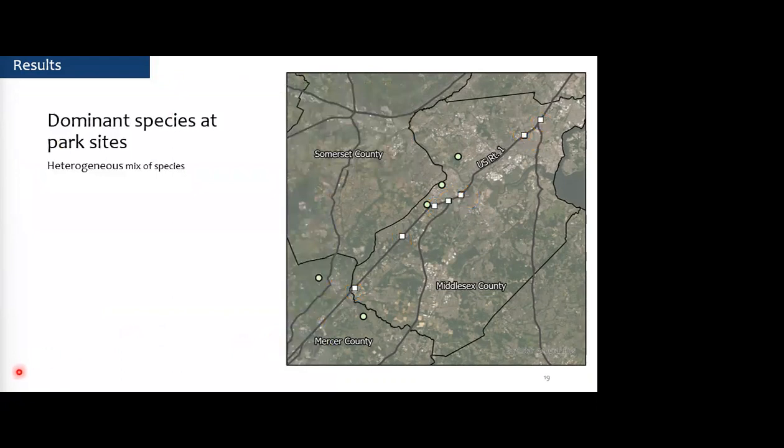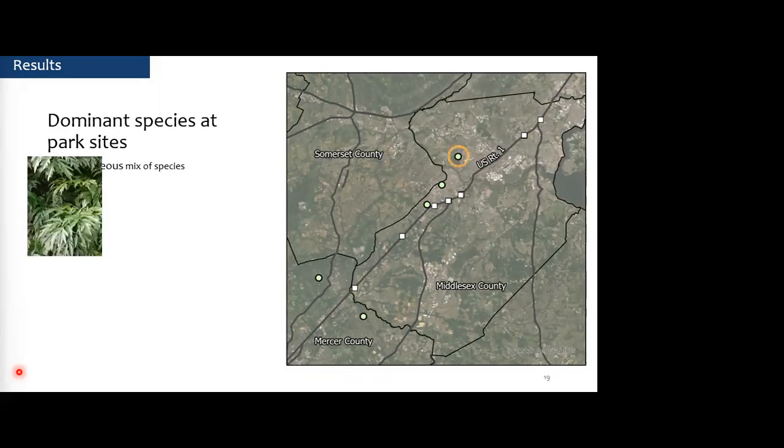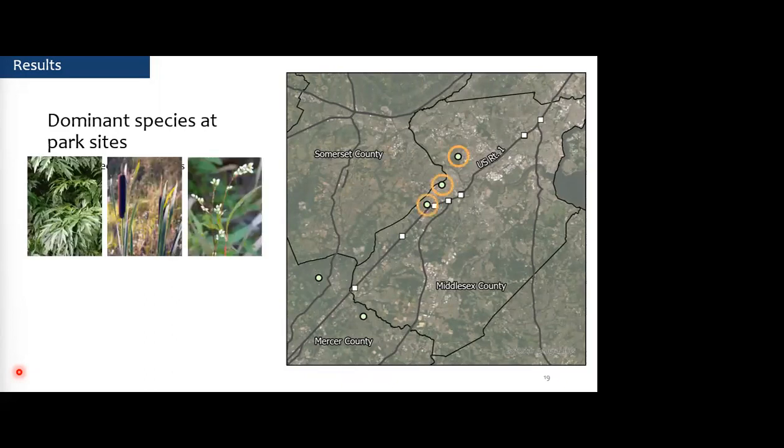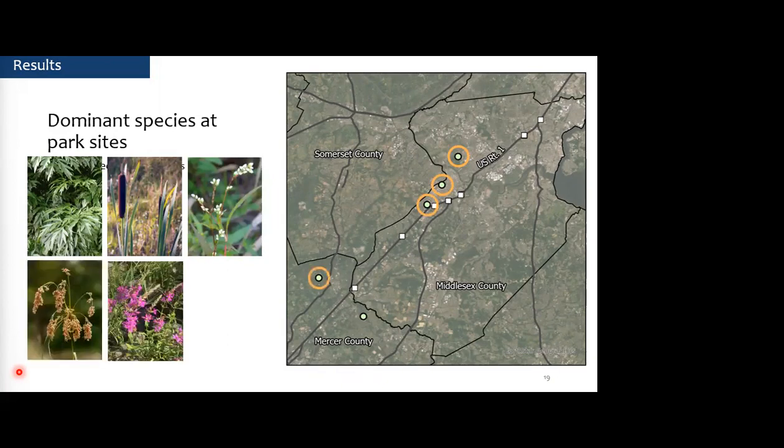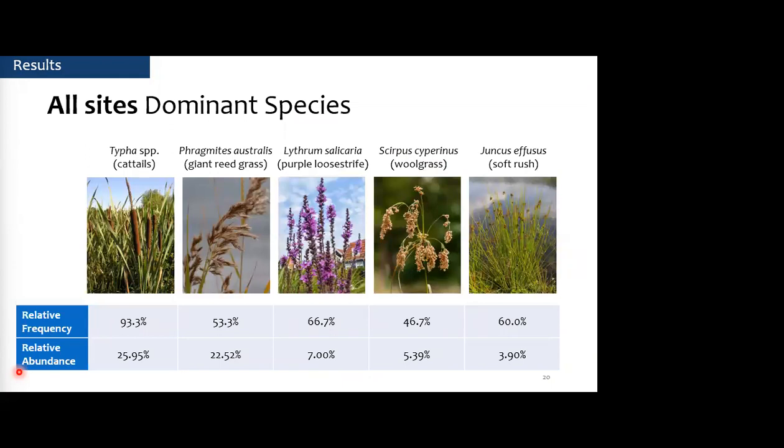The park sites had some overlap, but also a more heterogeneous mix of dominant species, including mugwort, cattails, spotted smartweed, woolgrass, purple loosestrife, and heath aster. As a group, all combined, cattails were by far the most abundant species, and they were found at 14 out of 15 sites, which was 93% of sites, and had a relative cover of 26%.